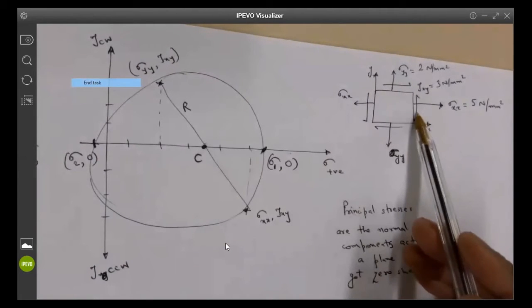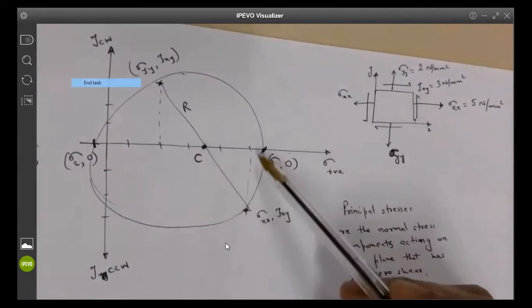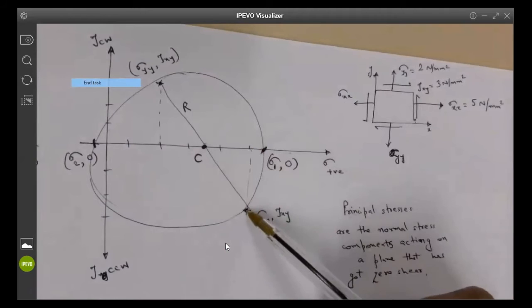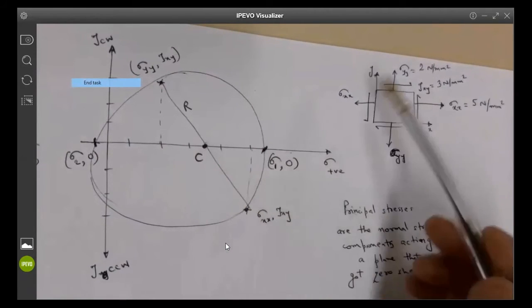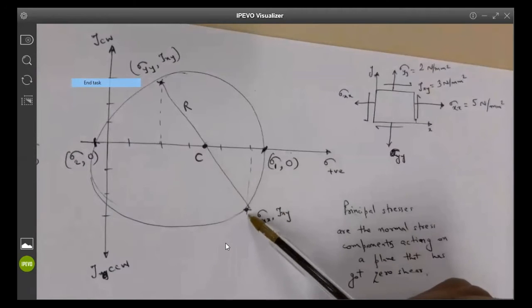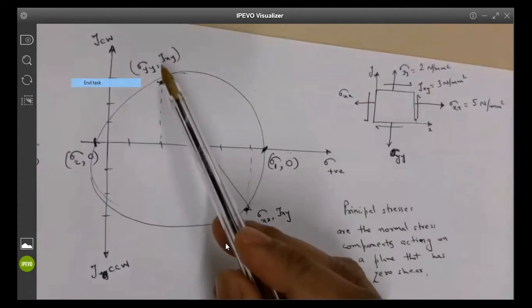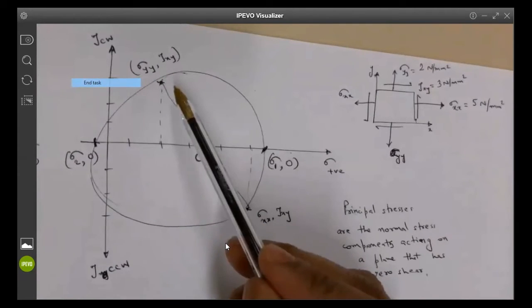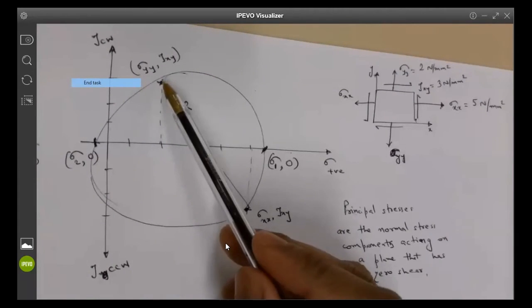And here you actually see whether tau xy is clockwise or counterclockwise, and that will tell you whether you have to plot this mark down or up. So that will tell you whether tau xy has a tendency to rotate the element in a counterclockwise fashion, or the shear stress has a tendency to rotate it in the clockwise fashion. So that will determine the direction of this point.